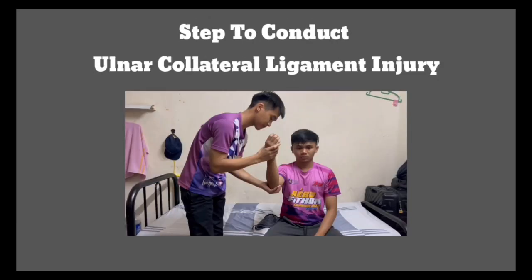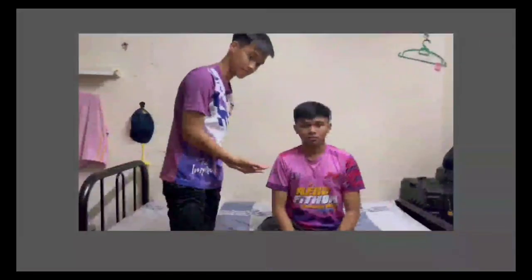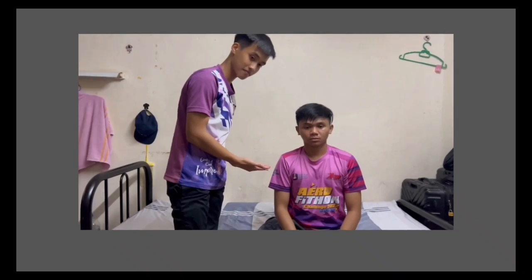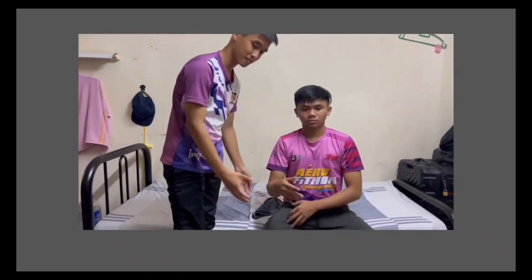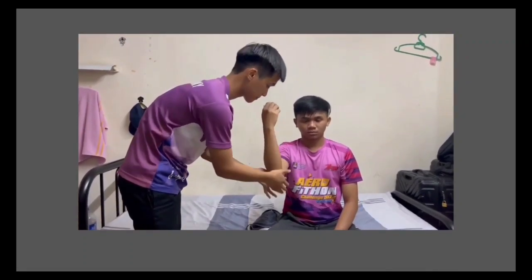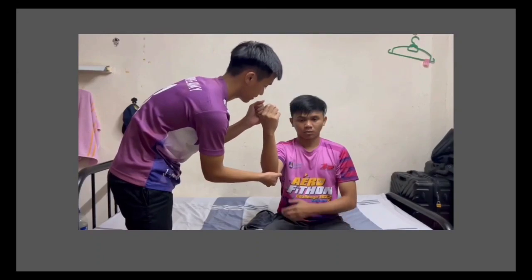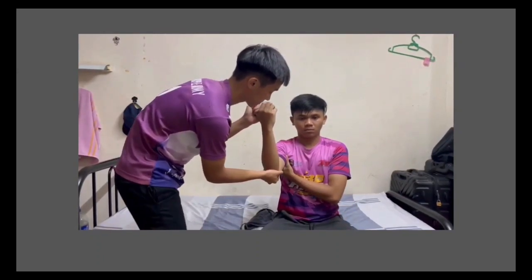And today I'm going to conduct special test for ulnar collateral ligament injury. Firstly, to conduct the test for ulnar collateral ligament injury, the patient should be in sitting position. The arm is positioned in around 70 degrees of flexion, adduction, and maximal external rotation. This position is supported by the patient's other arm.